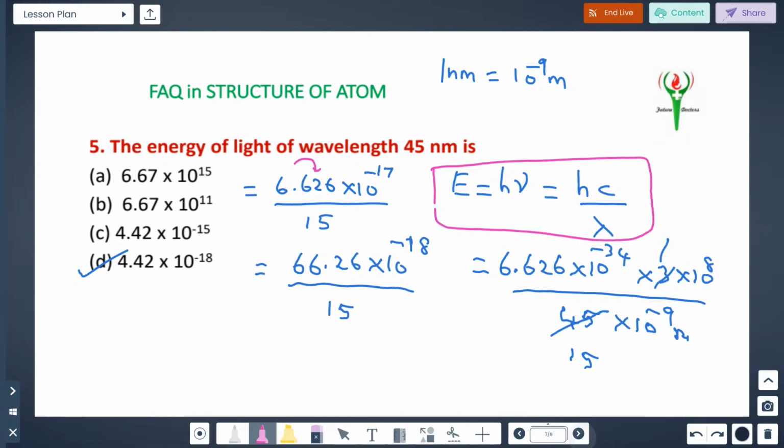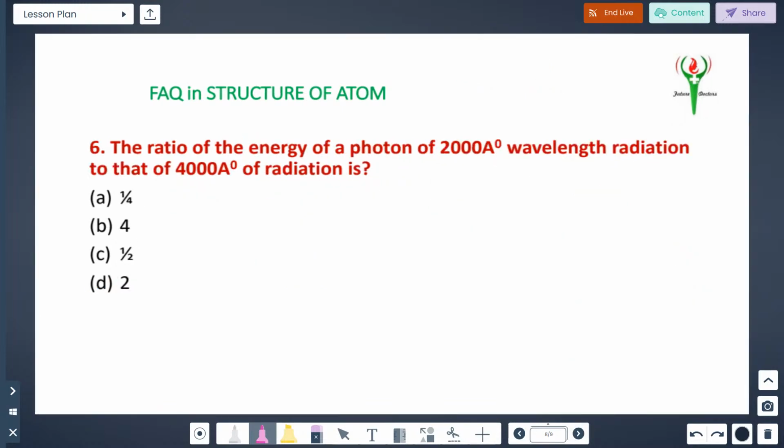See the next one. Next question. Okay. Ratio of energy of photon of 2000 angstrom wavelength radiation to that of 4000 angstrom of radiation is. So they are asking to find only the ratio. Just now we studied that energy and orbit numbers are inversely proportional. Likewise here, just now we have seen the formula. What's the formula? E is equal to hc by lambda. Now see the wavelength and energy. Energy and wavelength are inversely proportional.